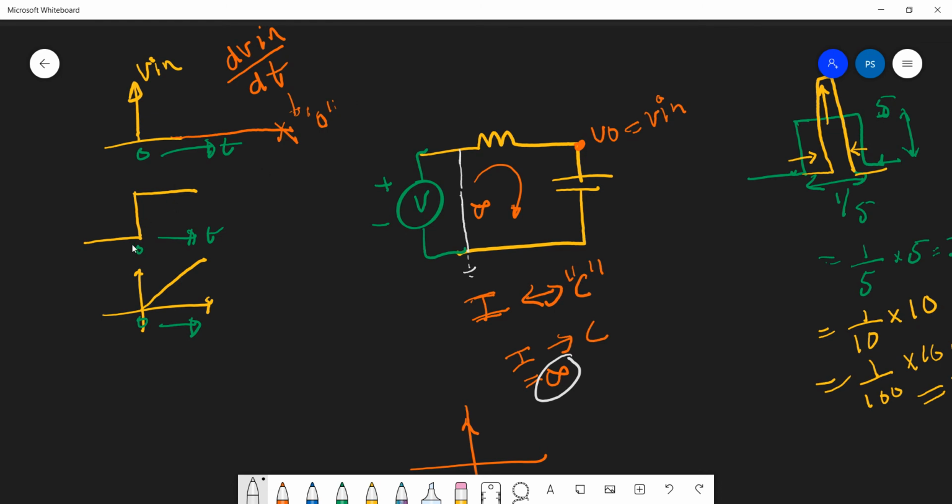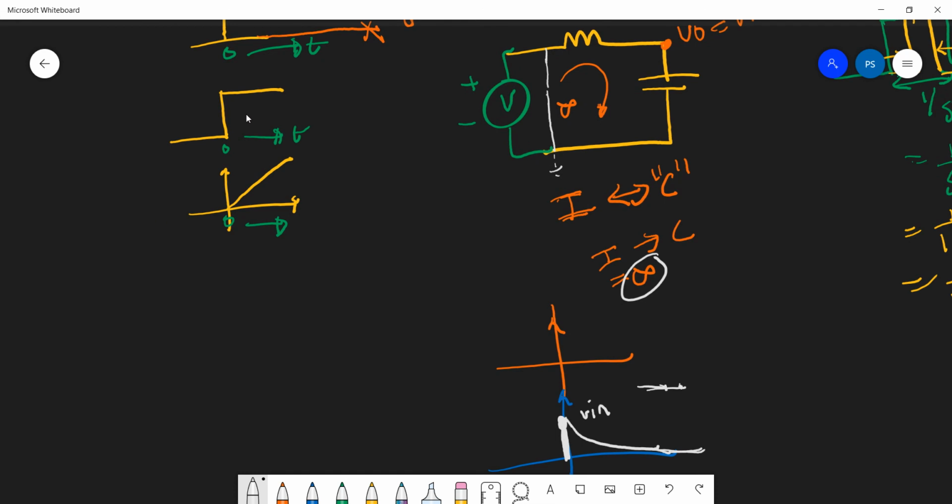Now let us see what happens at t equal to 0 for a step input. For a step input, at t equal to 0, again we have a change. Let's say this is going from 0 to some V in. This change, from 0 to V in, is happening in how much time? In 0 time. Again, at this particular point, if I ask you what is dVin by dt, that is infinite. It means you're applying infinite change to your system. You're exciting the system with infinite input change.